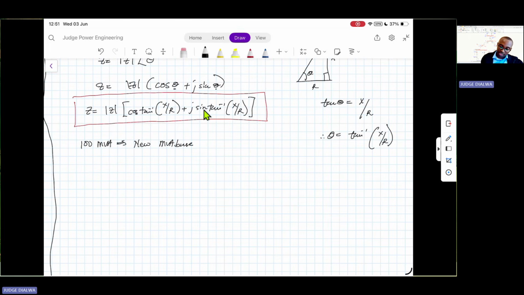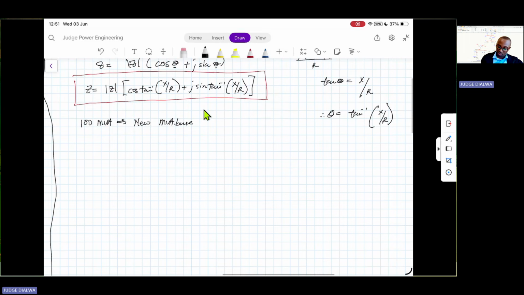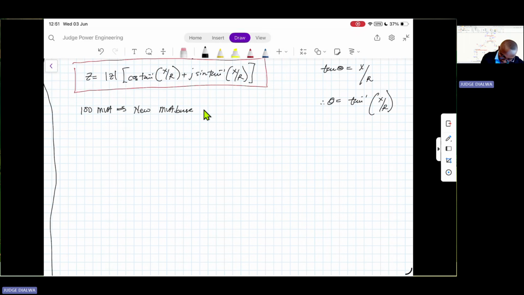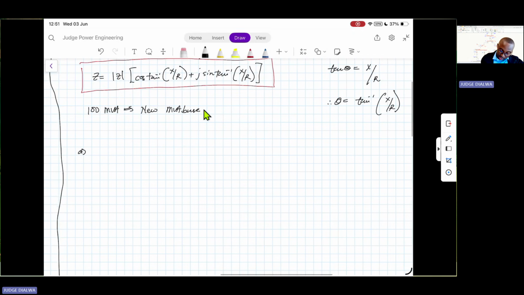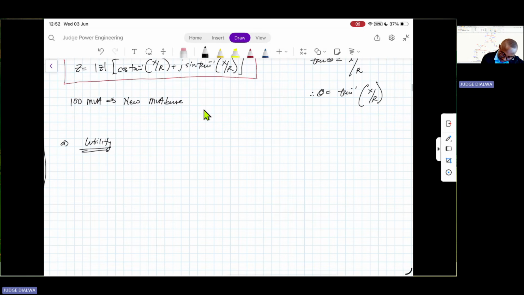So we will be representing all impedances at this base. And how will we do that? We'll start off with our utility, which will be our first equipment or component of our system, being the reference component. So that will be our utility grid. Now, what is the impedance of our utility?